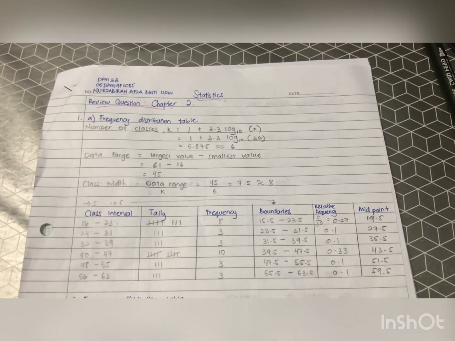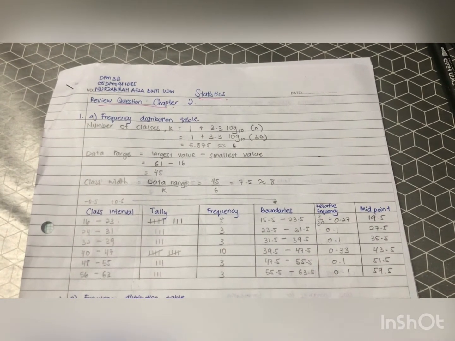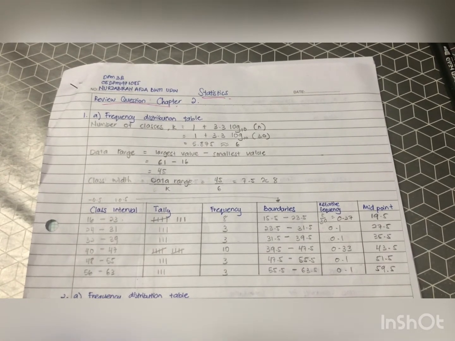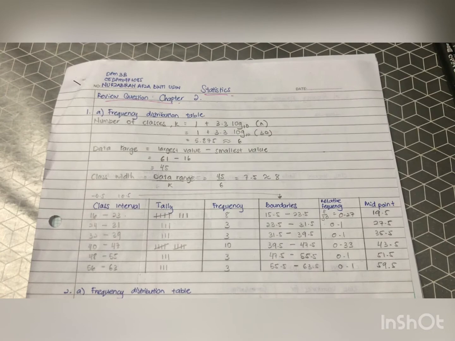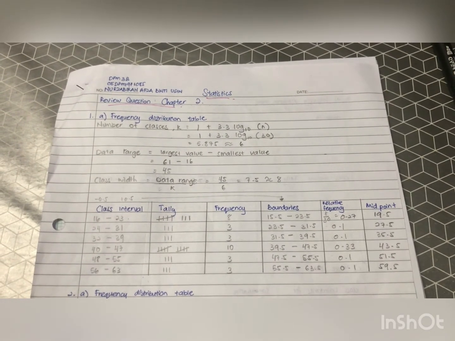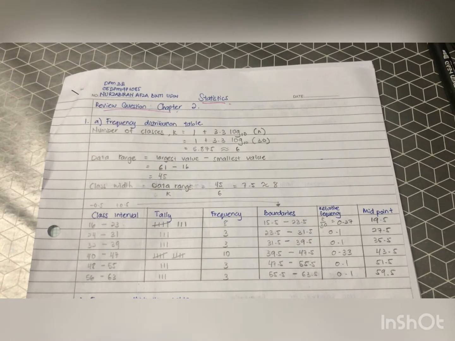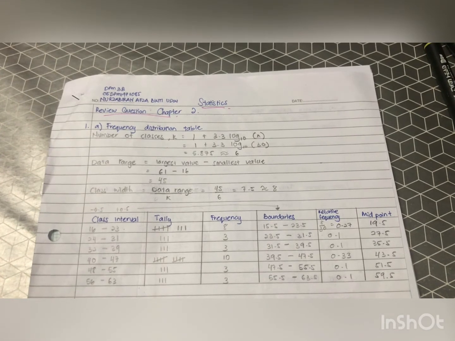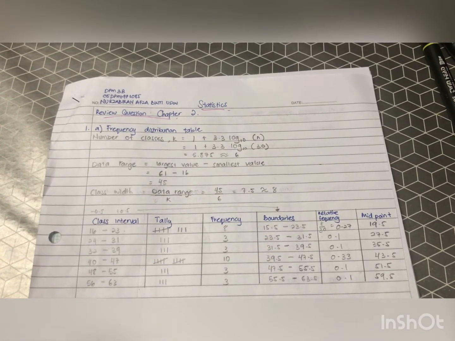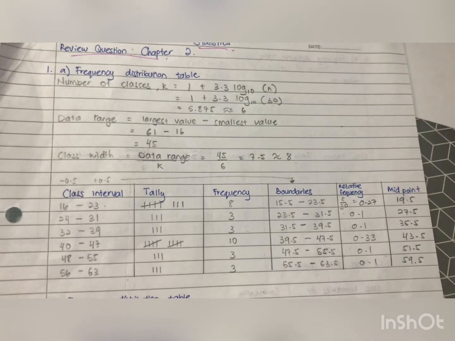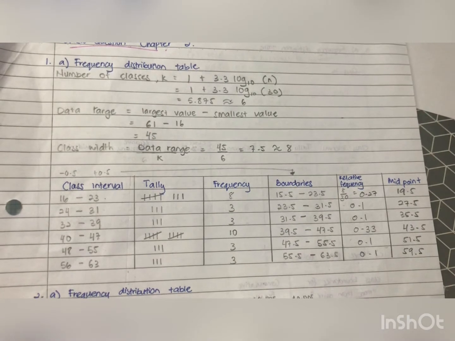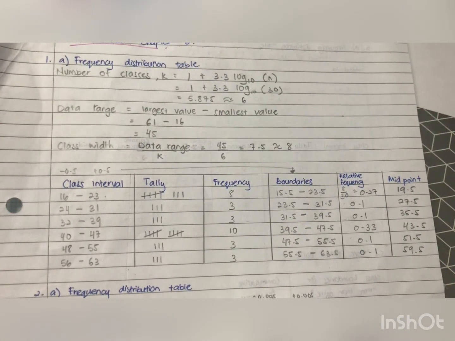So how to find the number of classes? K equals 1 plus 3.3 log n base 10. N represents how many numbers are in the data given in the question. In this question, there are 30 numbers in the data. So the number of classes k equals 1 plus 3.3 log 30 base 10. You will get the answer 6. For the number of classes, you have to make sure the number is a round number.